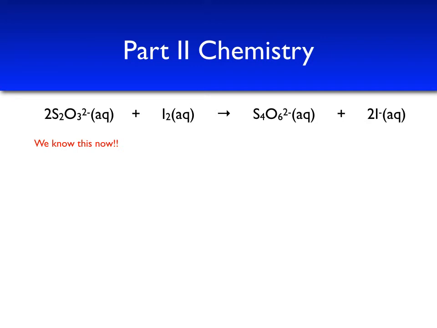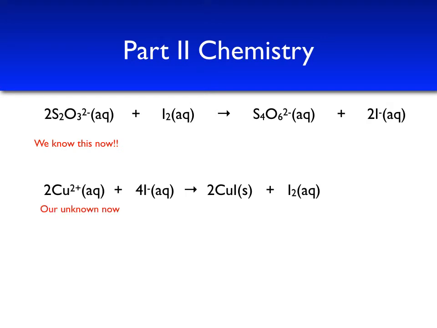This time, we're going to look at finding the mass percent of copper 2+ in a copper glycinate sample. When copper glycinate is dissolved in water, you end up forming Cu2+ ions. These ions can react with I- to form copper 1 iodide, which is an insoluble solid, and I2 in solution. Our unknown now is basically the amount of copper 2+ that's in our solution coming from the copper glycinate.